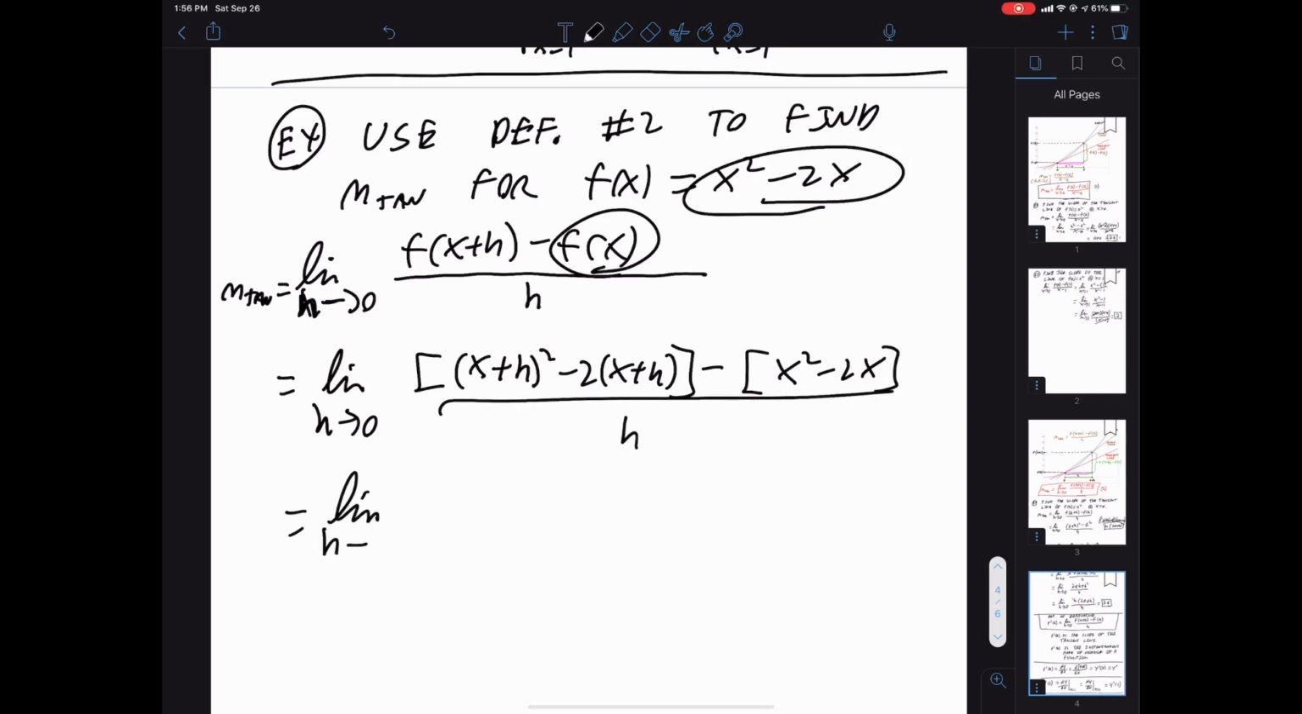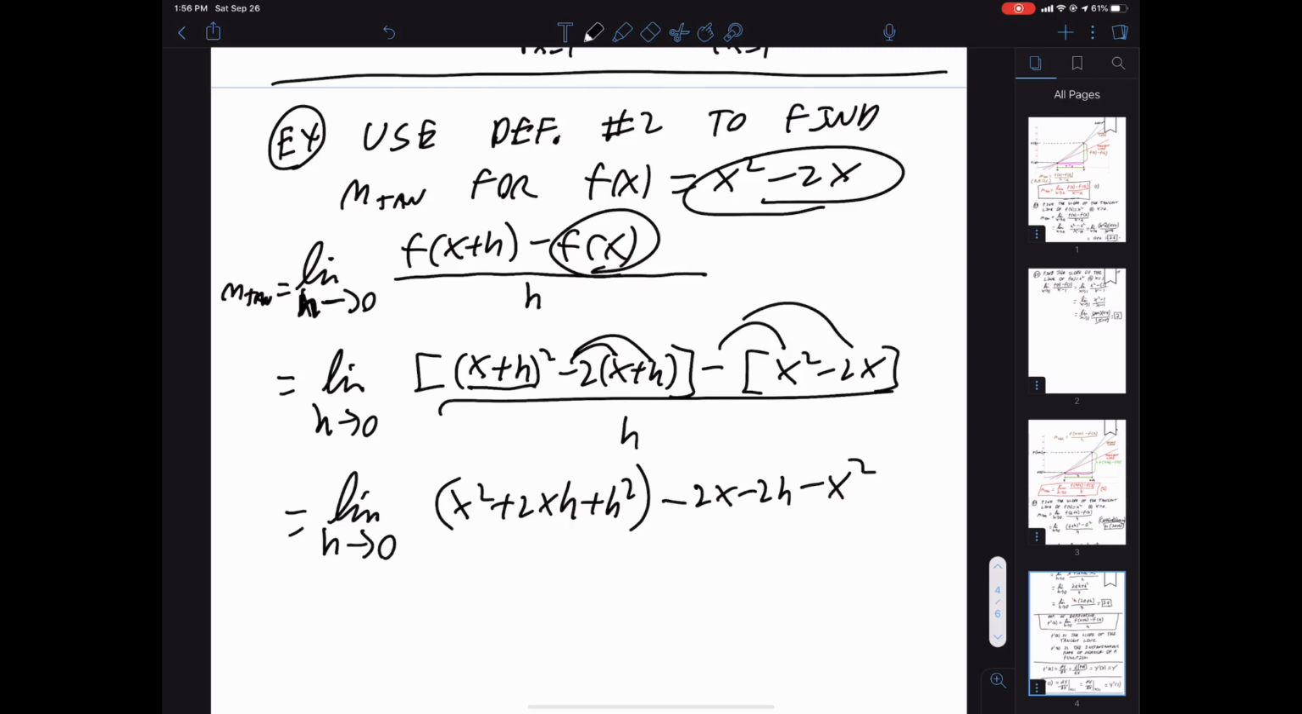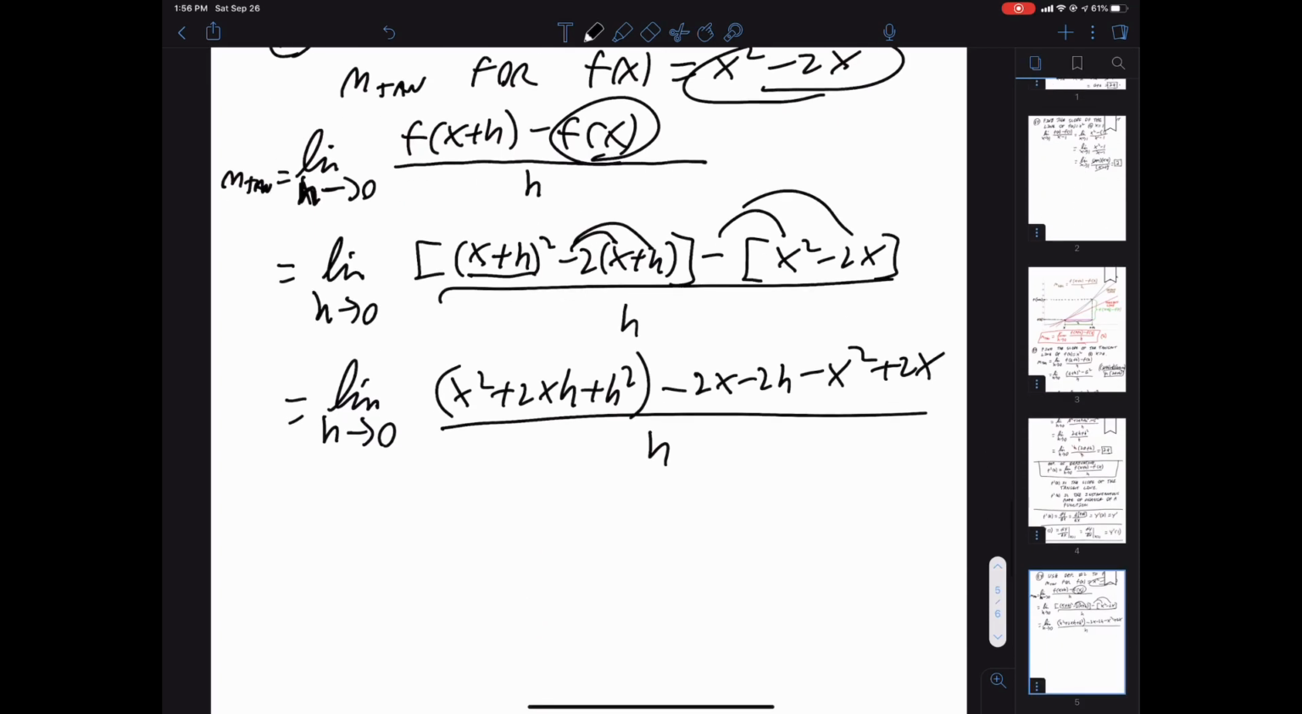Now I square the x plus h, and again, don't forget the middle term. You have to make sure you square binomials correctly. Write it out the long way if you need to: x plus h times x plus h, then do it. Don't forget to distribute the negative 2 to both of those. So it's minus 2x minus 2h. You have to distribute that. And then I have to distribute the negative to the last 2. That's why you don't forget the brackets or parentheses around that.